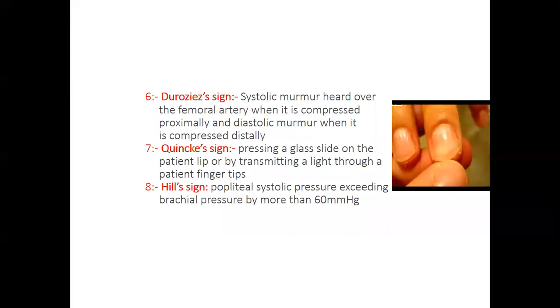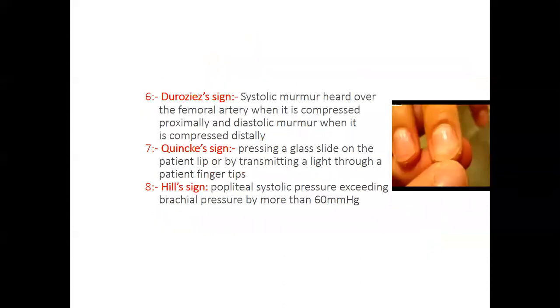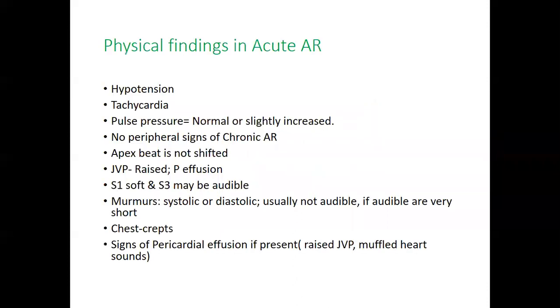So these were the different signs that can be seen in a patient with aortic regurgitation. I repeat: the de Musset sign, the Corrigan pulse, the bisferiens pulse, Traube's sign, Müller's sign, Duroziez's sign, Quincke's sign, and Hill's sign. You can call these the specific signs of aortic regurgitation, or you can label these the peripheral signs of severe aortic regurgitation.